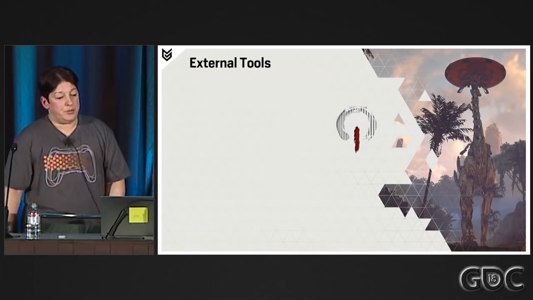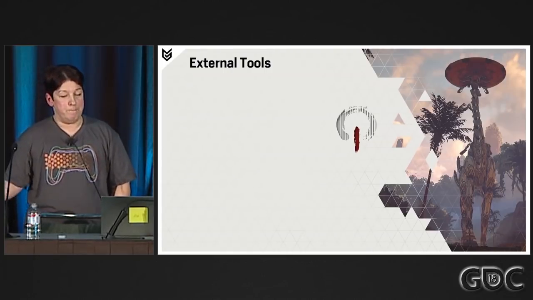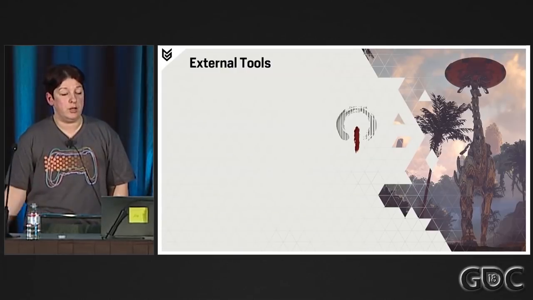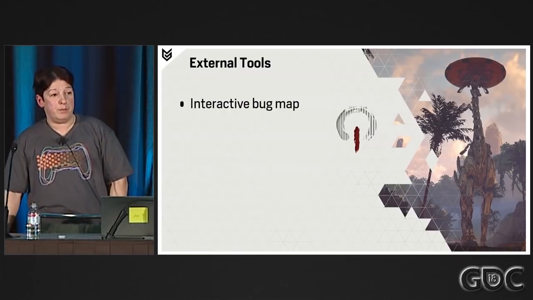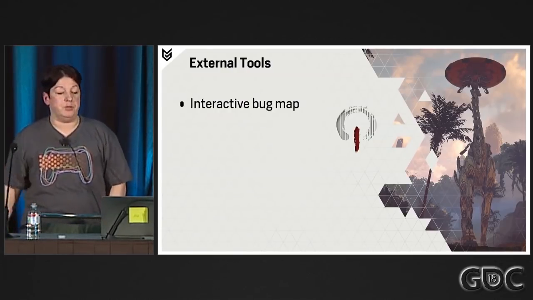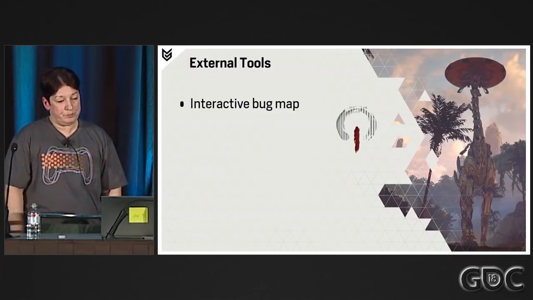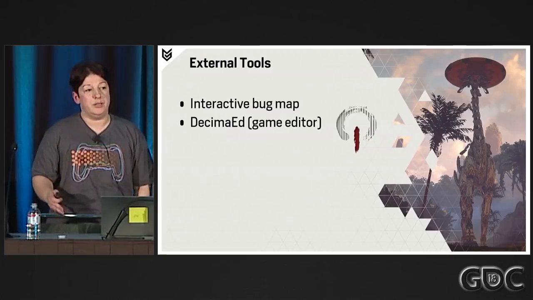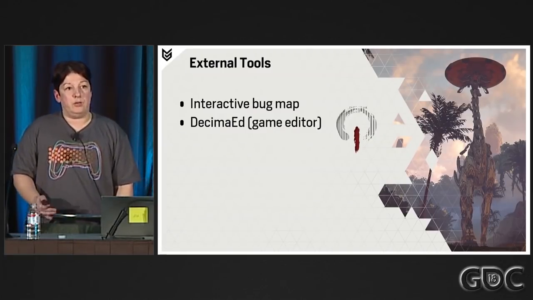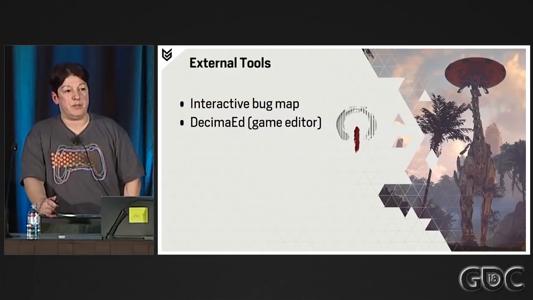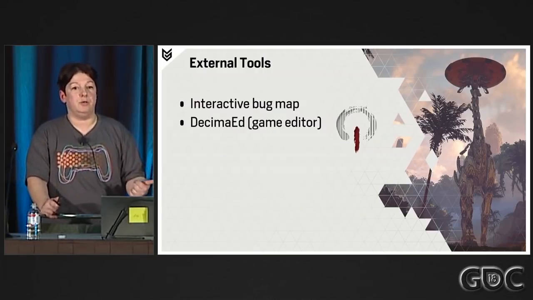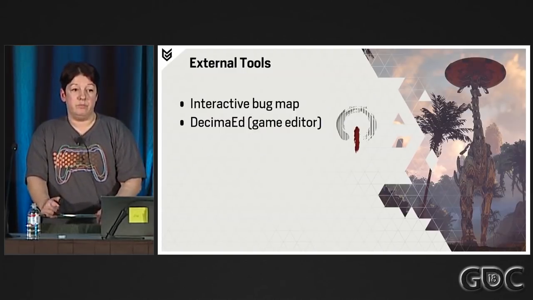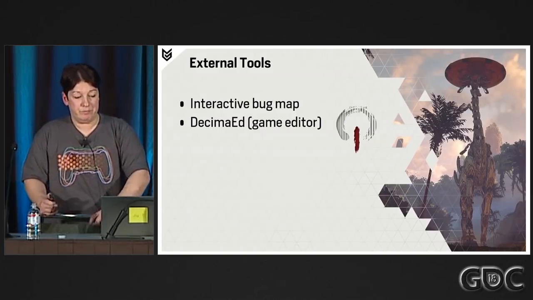We also had a bunch of external tools. If anybody has been in the poster session that ran just before this talk, you might have seen the interactive bug map. If not, I will go into a bit of detail about it later. We also had the game editor, DecimaAd, which allowed our testers to do some in-depth debugging of things like animation networks, scripts for quests, and it saved our bacon quite a few times.